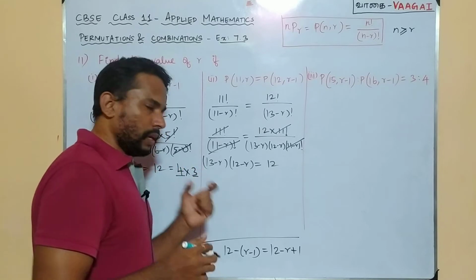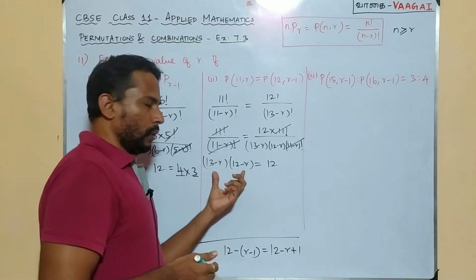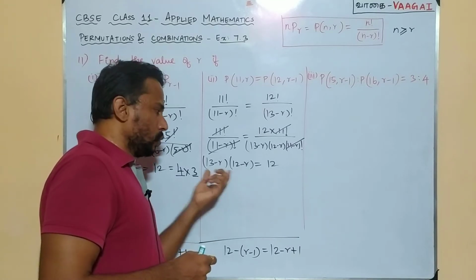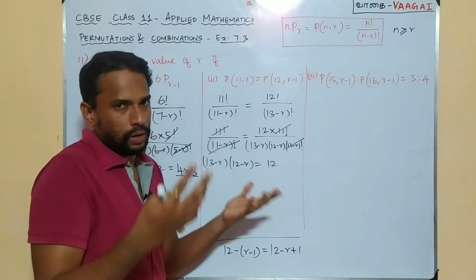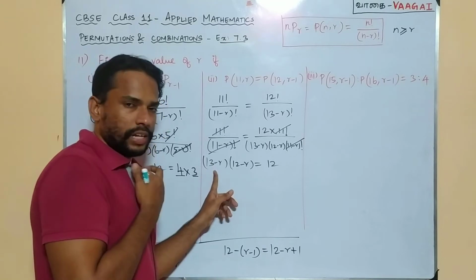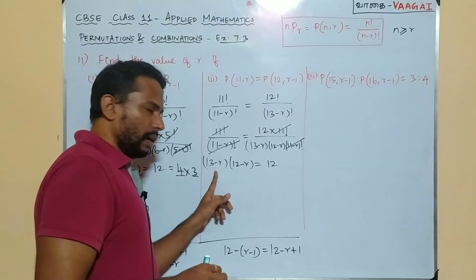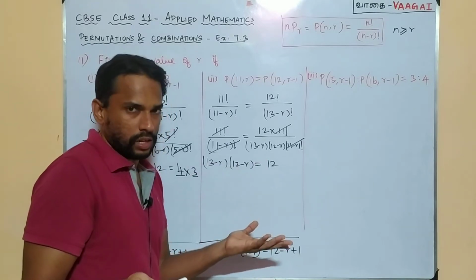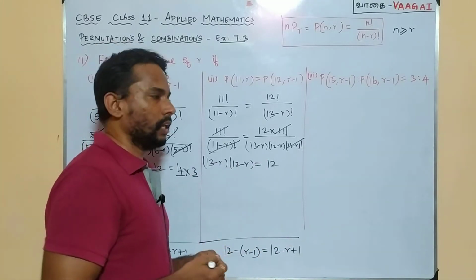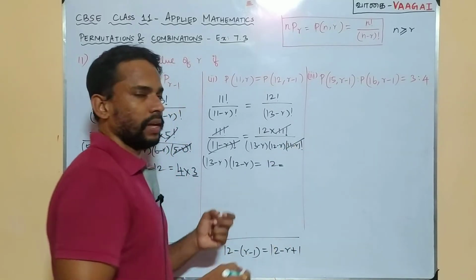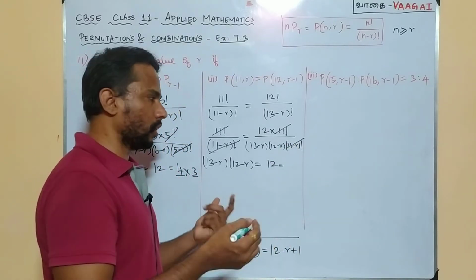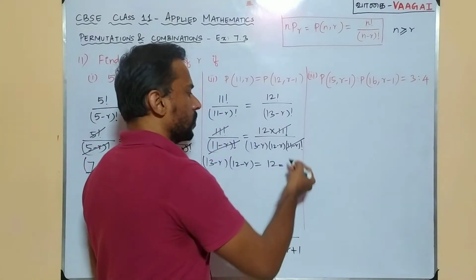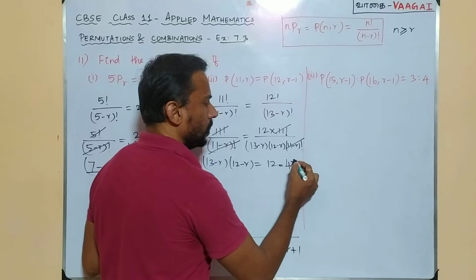And here also the same thing happens. See here, we have got two expressions, 13 minus r and 12 minus r. Again, these two expressions stand for two consecutive numbers only. Why? Because here you have 13 minus r, and from this number if you go one less, that is 12 minus r, right? So which is equal to 12. That means here also this 12 can be rewritten as a product of two consecutive numbers, like how we wrote 12 as 4 into 3. Same way here also I can write this 12 as 4 into 3.